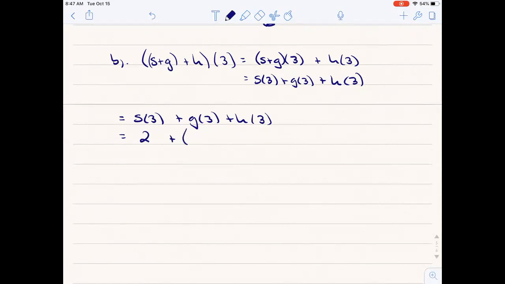G of 3 is 3 minus 1 over 3 plus H of 3. H of 3, we have to have an input of 3, right? So -3, -2, 0, and 3. An input of 3 gives us an output of -6, right? And so H of 3 is -6. S of 3, well, my drawing's not very good, but when I put in 3 into S, this line here, I end up at an output of 2.